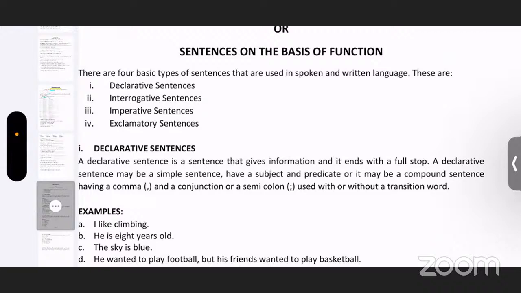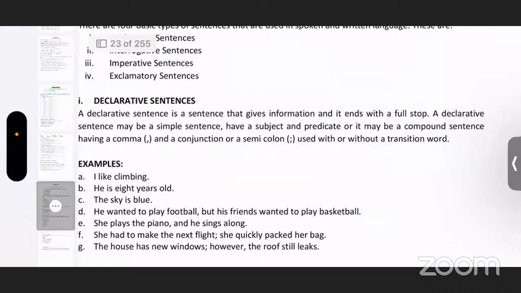I asserted something. I mean to say, a declarative sentence is a sentence that gives information and it ends with a full stop. So when I took a longer pause, a big pause, then it is a declarative sentence. I put a period after saying something, after asserting something. When I put a full stop on that, I said that it is a declarative sentence. A declarative sentence may be a simple sentence and have a subject and predicate.